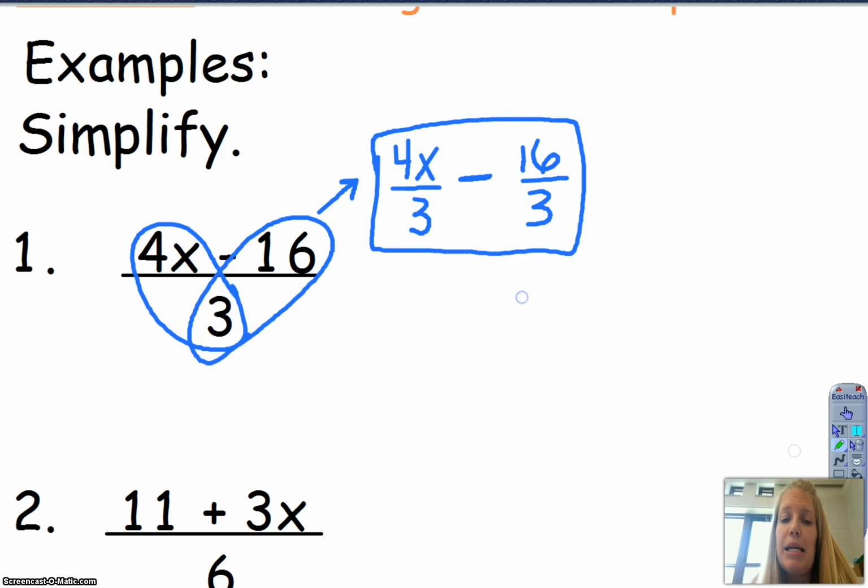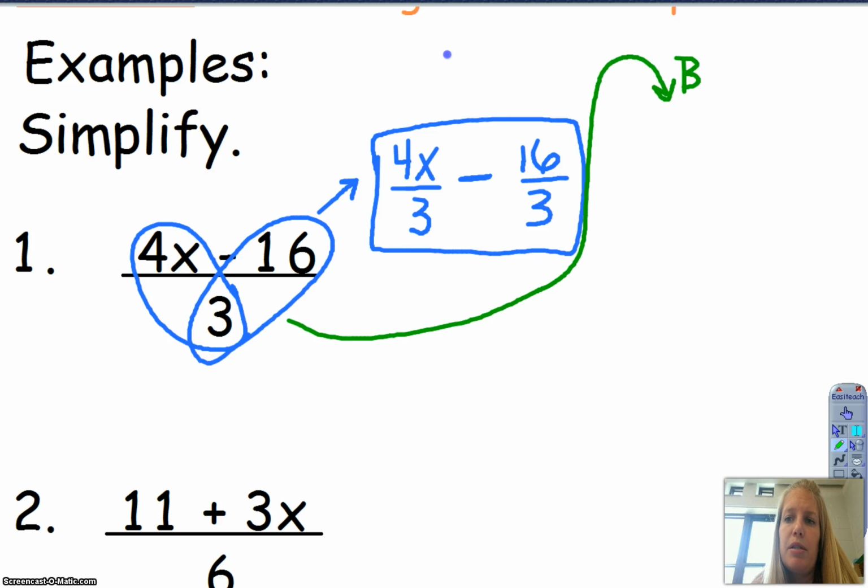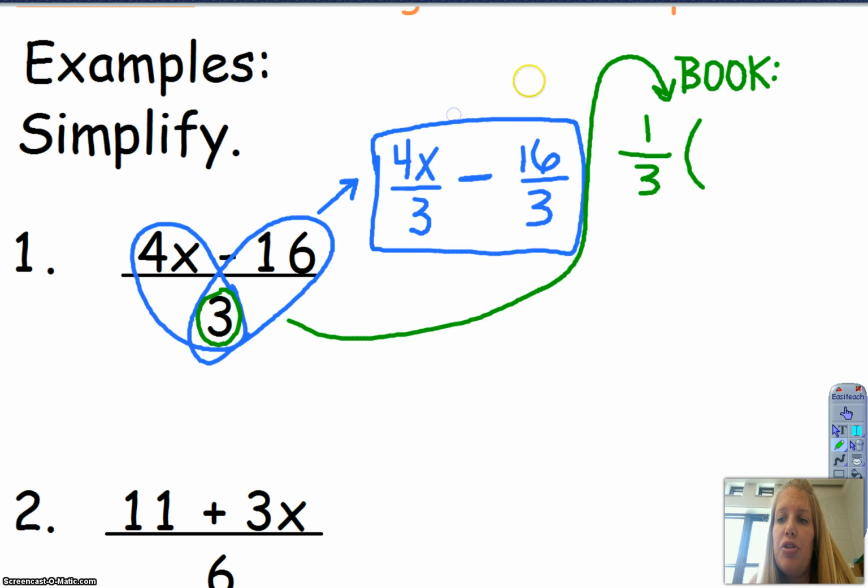The way that the book does it, and I'll put the book in green here. So this is the way that the book does it, in case you go back and look at that. They pull this 3 out, and since it's on the denominator, they write it as 1/3. So they write 1/3, and then they put everything that's in the numerator inside parentheses: 4x minus 16. Now this means the same thing that I do, except I'm jumping to the answer much faster, because now we have to distribute this 1/3. And when you do 1/3 times 4x, this is like 4 over 1.